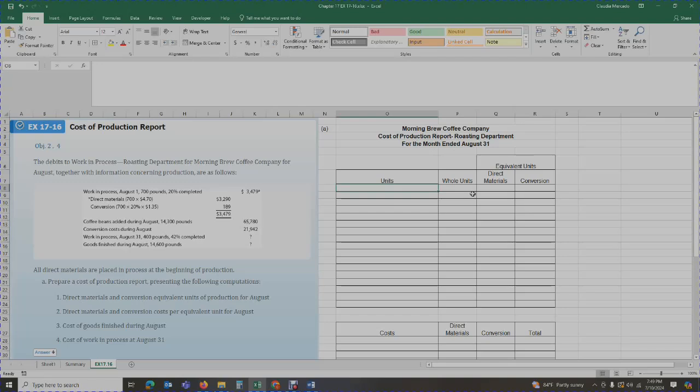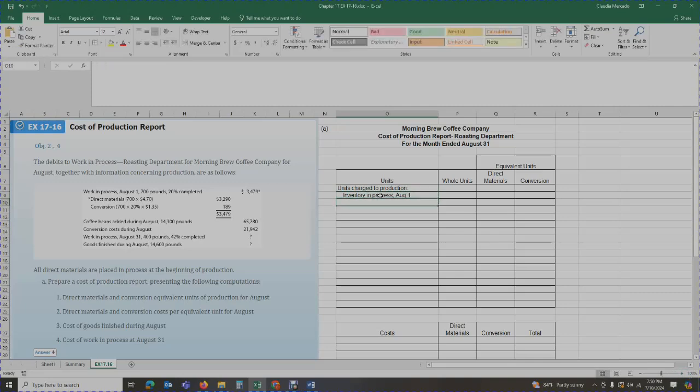Here we have the Morning Brew Coffee Company, and this is the cost of production report for the roasting department. We have different departments, and we're wanting to figure out what part of it has been completed for the roasting department. This is for the month ended August the 31st. We are going to begin with our units charged to production. So we're going to start off with our beginning inventory, inventory in process, August the 1st.